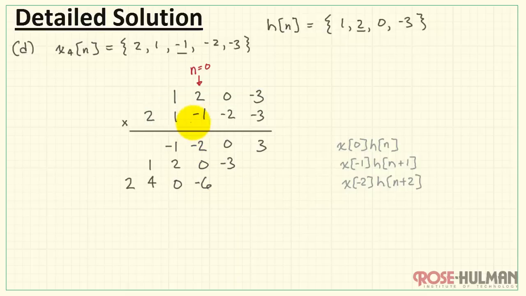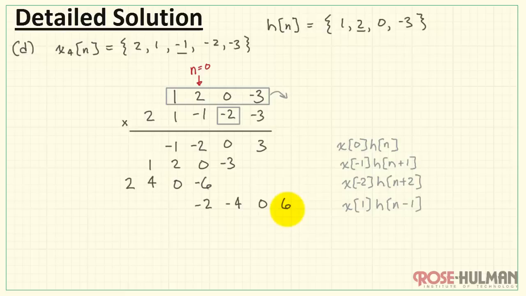All right, now I'll turn my attention to the value on the other side of n equals 0, and that's right here. This is x of 1. We need to be multiplying that by h of n minus 1, and that would be the h of n, but now shifted 1 place to the right, and that would correspond to a delay of 1 sample time. We have minus 2 times 1 times 2 times 0 times minus 3. But again, to make sure this is lined up properly, I look at that first row that I wrote down, and I shift this result 1 place to the right.